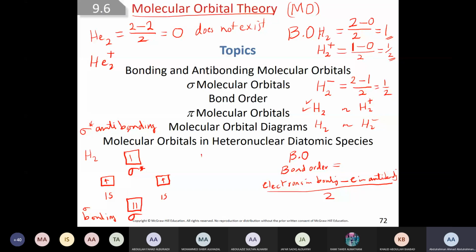Can we have it? Yes. What will be the bond order? 2 minus 1, that's 1 divided by 2, which is equal to 0.5 or half. Clear? So we can make this molecule. Good. This is for hydrogen and helium.